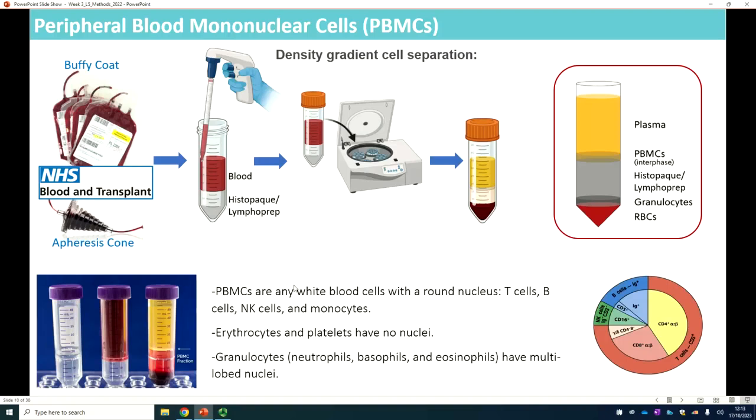So PBMCs are any white blood cells with a round nucleus. This includes T cells, B cells, natural killer cells, and monocytes. We then have our erythrocytes and platelets, which have no nuclei. And then we have the granulocytes, so our neutrophils, our basophils, and eosinophils, and these have multi-lobed nuclei.